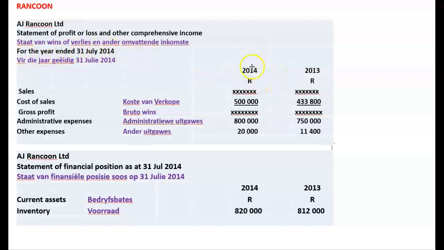Important, the 2014, the current year, will always be in the first block, if I can say so. And the furthest, the one on the most right-hand side, that would be the previous year, 2013 Rand. Not the other way around. You will not get any marks if you switch it around. The denomination, Rand. We're going to start with sales. We do not know what the sales amount is, so you can just put excess, and then cost of sales.